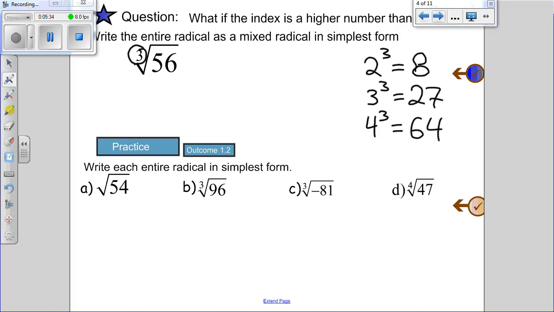Is it 4 to the power of 3, 64? Someone checking their calculator. Yeah, it is.